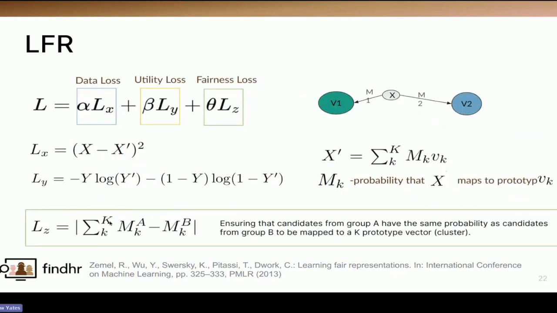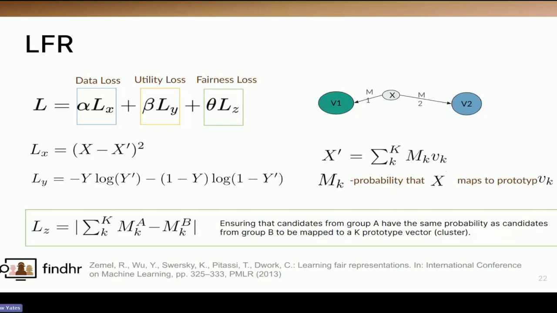So the way this looks in practice, we have three components to the loss. We have a data loss. This is L sub x. The idea here is to ensure that the feature representations change as little as possible. So x is the original data. X prime is the data after mapping to these clusters.